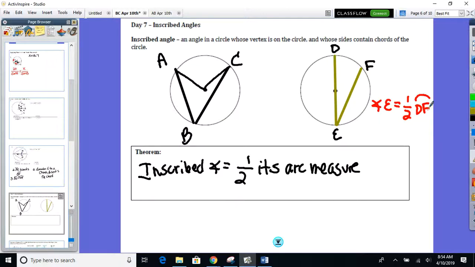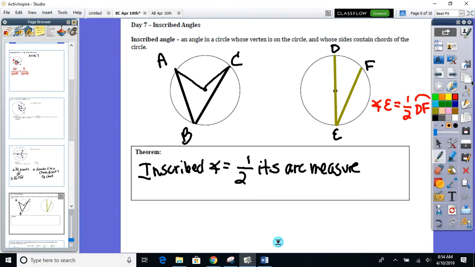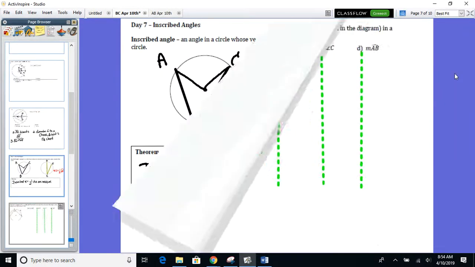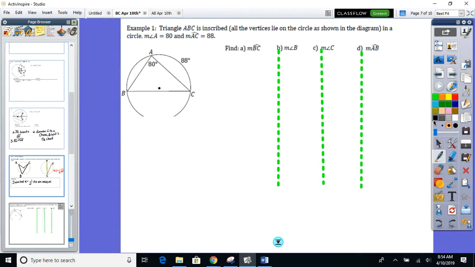A lot goes with this inscribed angle. Everyone okay? Any questions you want to ask? All right, let's try one out then.